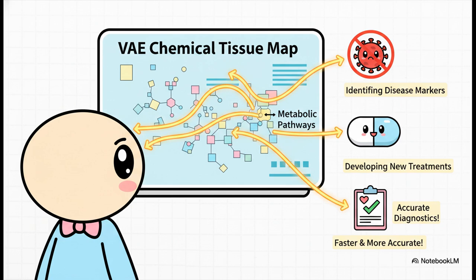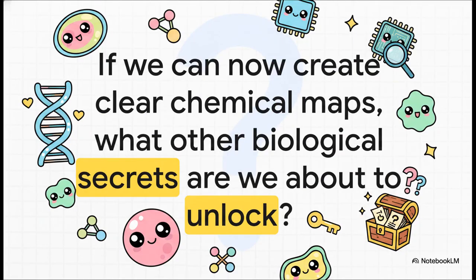So why does any of this matter to you and me? Well, because these hidden structures that the VAE can see, those are the keys to understanding disease. By creating these much clearer, more accurate chemical maps, this tool can help scientists discover new metabolic pathways, pinpoint disease markers, and ultimately develop faster, more precise medical diagnostics for all of us. And that brings us to a final, pretty thrilling thought. We've just witnessed a major leap forward in our ability to read the chemical stories written inside our own cells. So if this is what we can see now, just imagine what other profound biological secrets we're on the verge of finally unlocking.